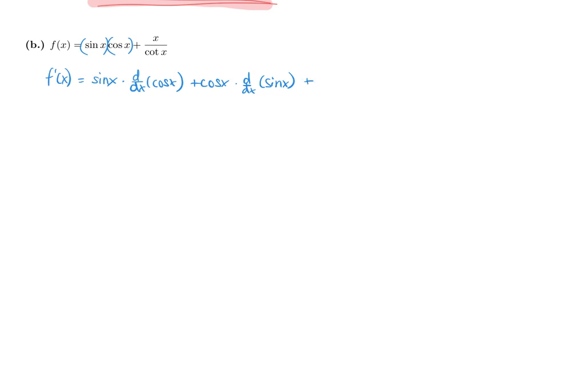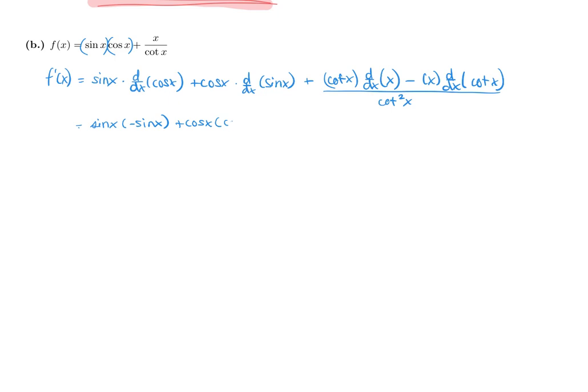So we would have low, which is cotangent x, times the derivative of the top, which is x, minus the top x times the derivative of the bottom, which is cotangent x, all over the bottom cotangent of x squared, so cotangent squared. So let's simplify some of these derivatives. We end up with sine x times negative sine x plus cosine x times cosine x plus, now we have cotangent x times 1, right? Minus x times the derivative of cotangent, which is negative cosecant squared x. And this is over cotangent squared x.